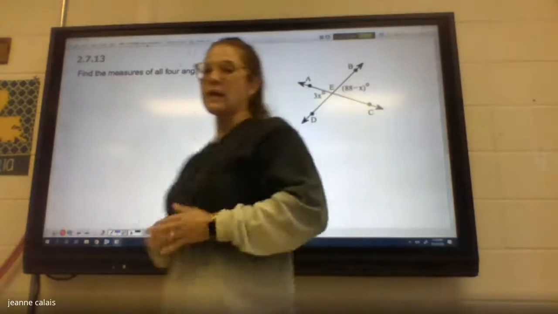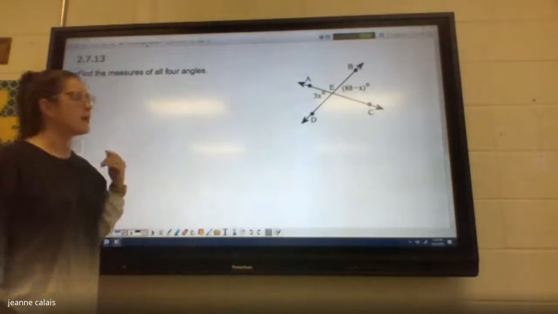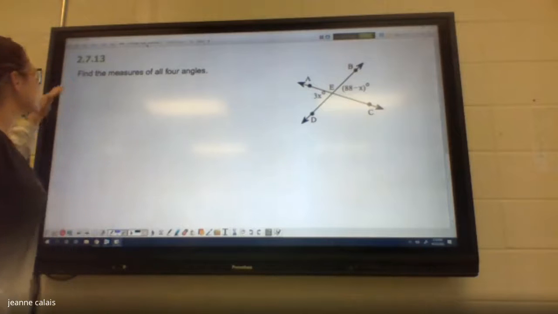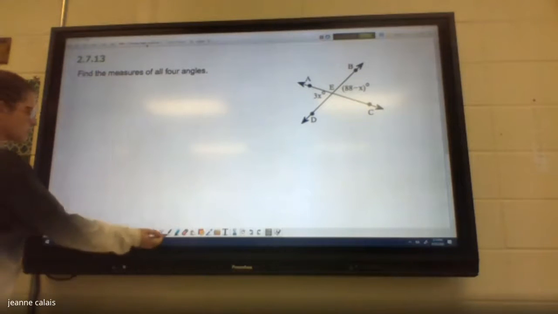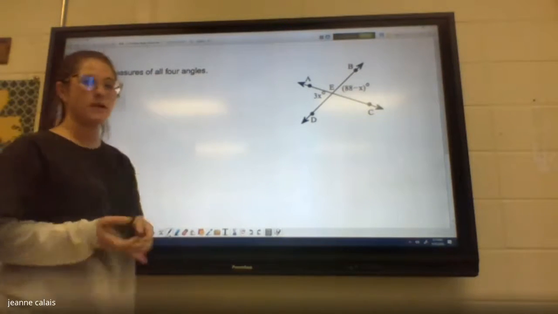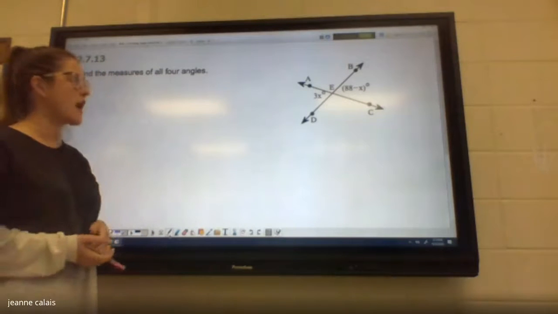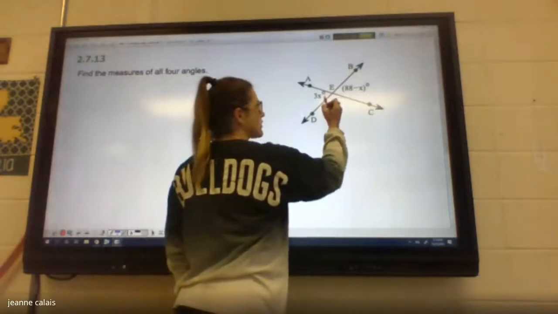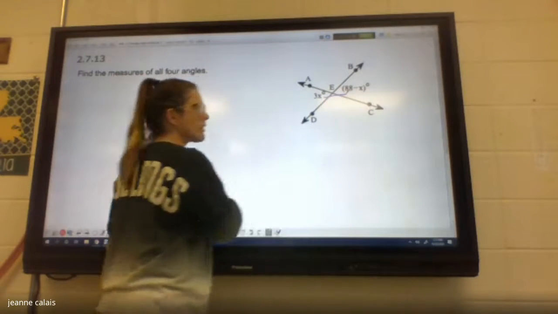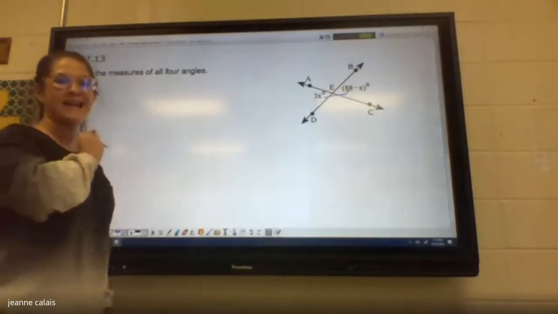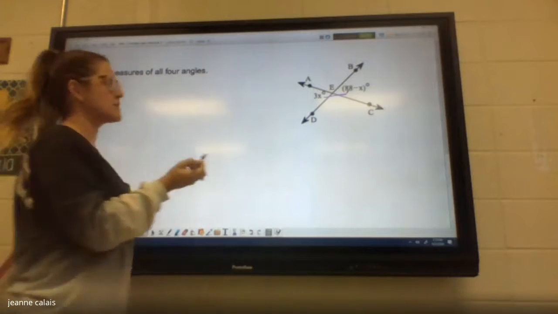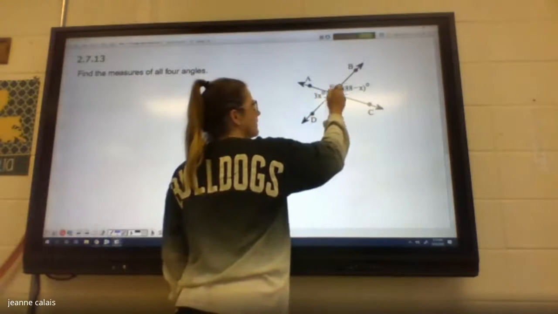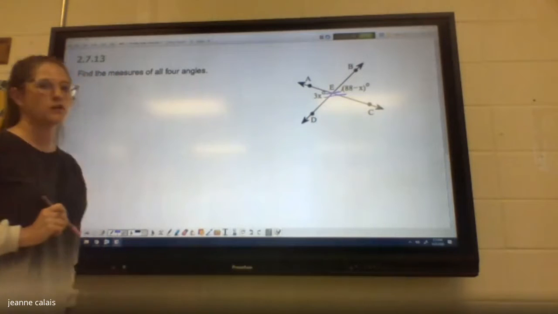Guys, make sure you're reading the directions carefully. It says find the measure of all four angles. So of course, before we can find the measure of the angles, we have to first figure out the value of the variables. Again, like I showed you in the last problem, if the angles are directly across from each other, if you can connect them with a line, that is vertical angles. And remember, vertical angles are always congruent.